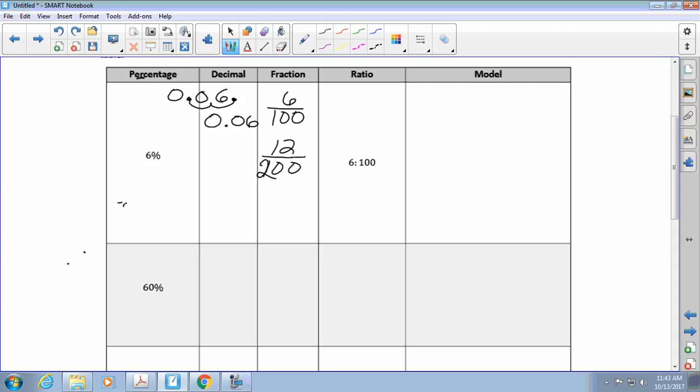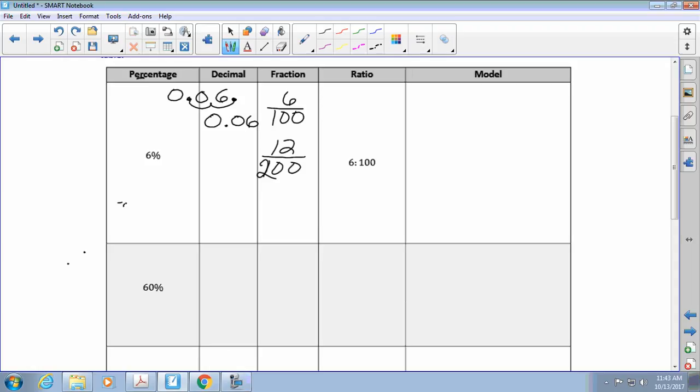200 divided by 12? Wrong direction. Oh, 12 divided by 200. Yep, take the top divided by the bottom. Go ahead on your calculators right now. Take 12 divided by 200. What do you get, Nadia? 0.06. Very good. So Jacob's correct.